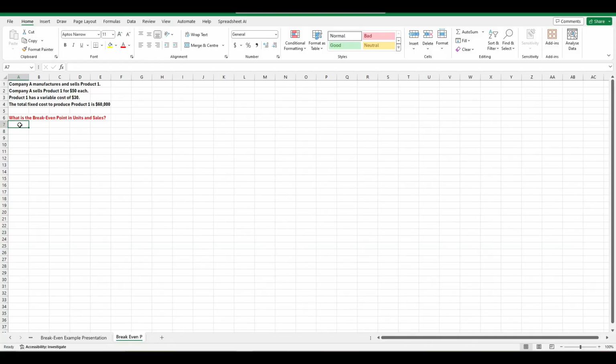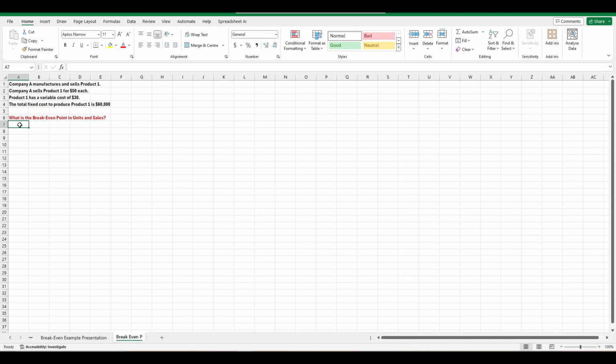All right, guys, we're going to be taking a look at our break-even point in units and sales example. So let's see the example we have here. So company A manufactures and sells product 1. Company A sells product 1 for $50 each. Product 1 has a variable cost of $30. The total fixed cost to produce product 1 is $60,000. So we want to find what is the break-even point in units and sales.